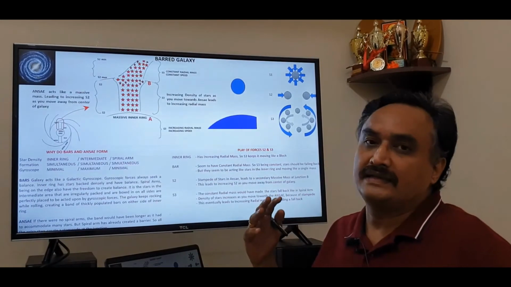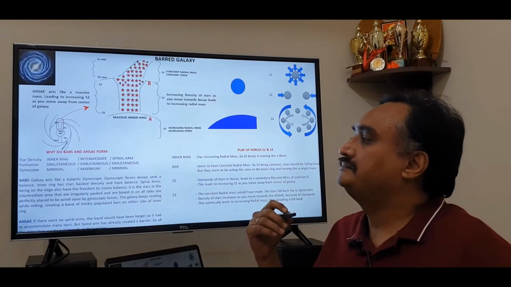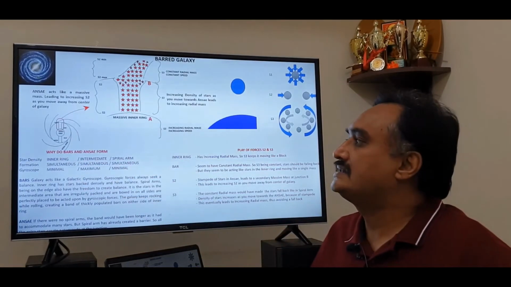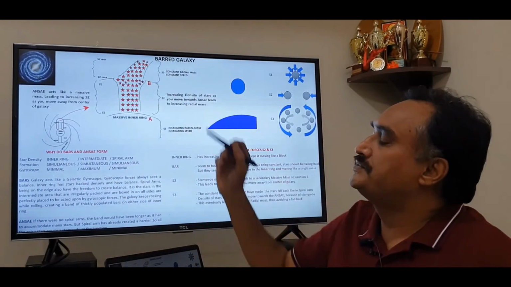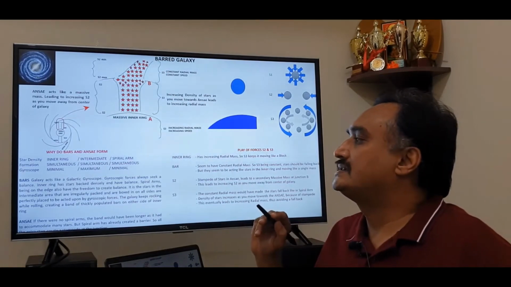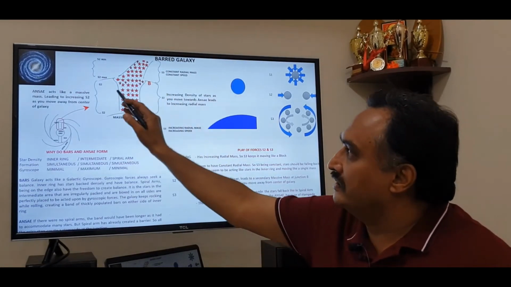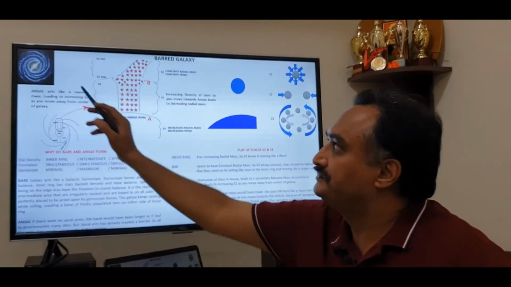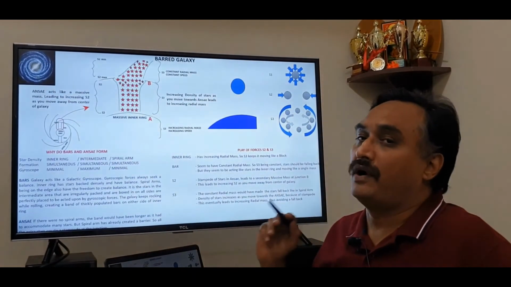So, there are three factors affecting it. One is the star density. In the inner ring we know that they are densely packed stars. In the spiral arms you have sparsely populated stars. What is happening here in the intermediate ring, though it now looks densely packed, is that it is after formation.